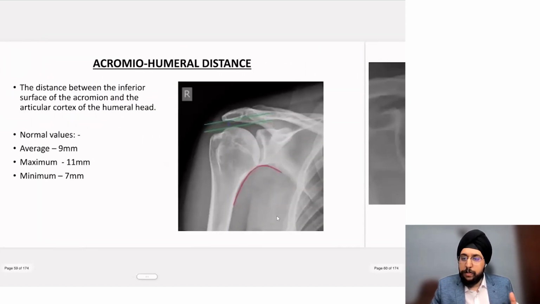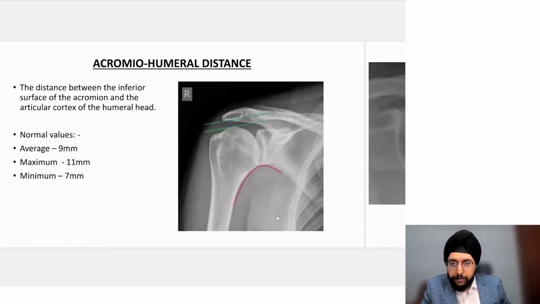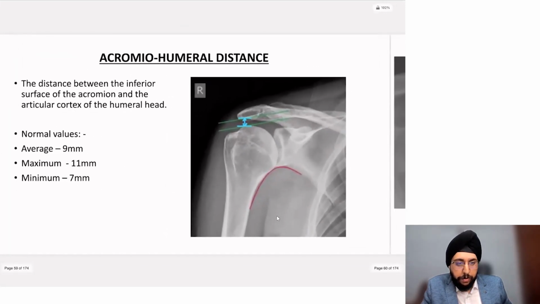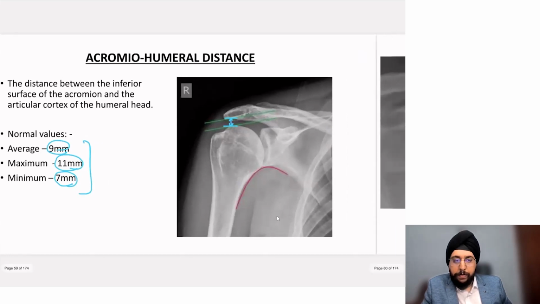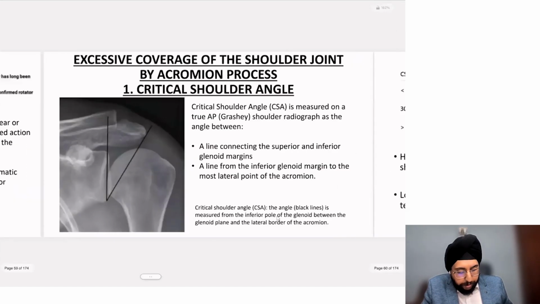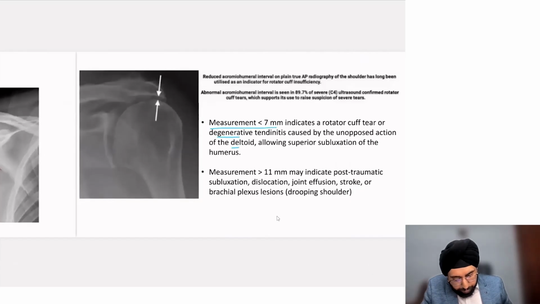Now, what we are concerned with is the objective criteria: you have to measure the acromio-humeral distance. You measure from the inferior cortex of the acromion to the superior cortex of the humeral head. The minimum distance you have to calculate between these two. The minimum is 7 mm, the maximum is 11, and the average we take is 9 mm. Anything less than 7 mm indicates subacromial impingement.